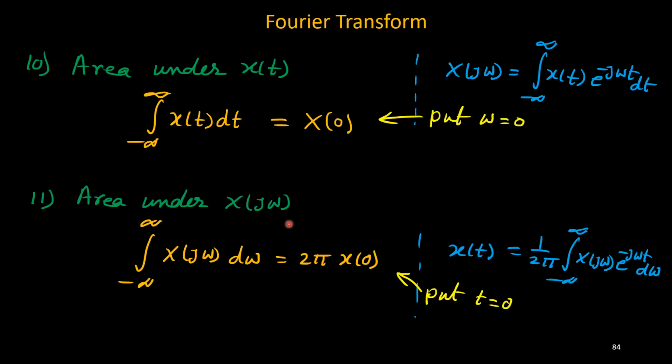Then the area under X of j omega, the opposite one. The integration of X of j omega d omega over the entire range will give you 2 pi times x of 0. From the inverse Fourier transform, x of t equals 1 upon 2 pi times the integration of X of j omega e to the power j omega t d omega. So here we can put t equal to 0 on both sides. If I put t equal to 0, this becomes 1, and the left side is x of 0. If I multiply both sides by 2 pi, you will see this integral is 2 pi times x of 0.